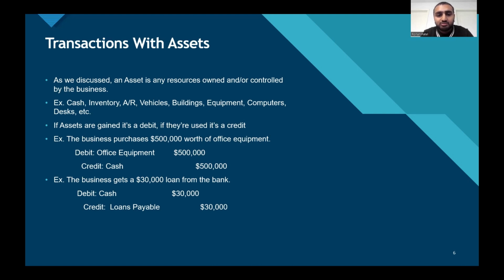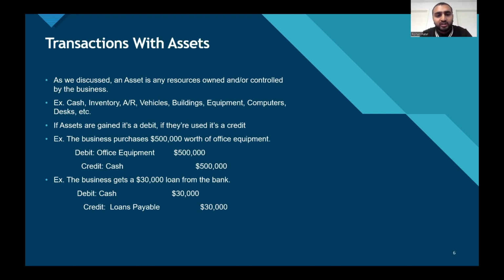The business purchases $500,000 worth of office equipment, right? So we are debiting office equipment for $500,000. Now, why are we doing this? Office equipment is an assets account, and essentially $500,000 worth of office equipment, which is assets, are coming into the business. So that's what we're gaining. We're gaining the asset of office equipment. And to increase an asset account, which in this case is the office equipment account, we debit it. We debit this for $500,000.